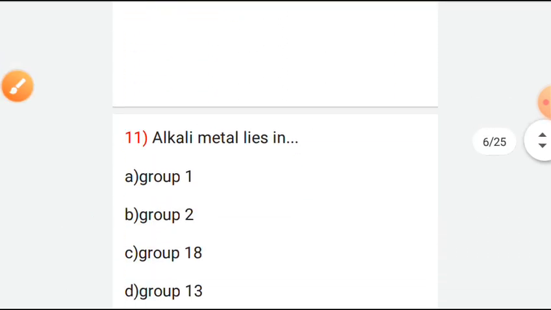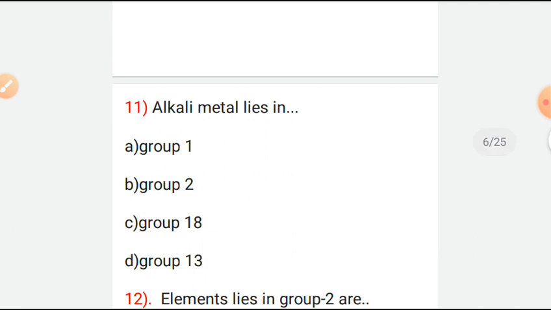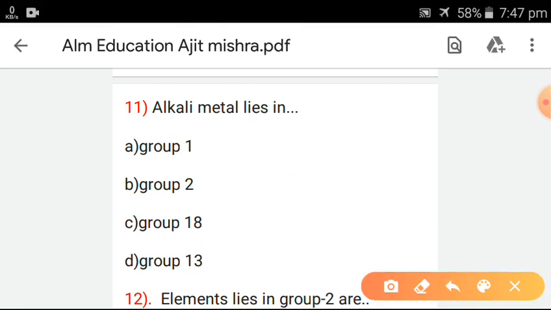Next question, question number 11. Alkali metal lies in option A group 1, option B group 2, option C group 18, and option D group 13. Alkali metal. Give the answer. The answer will be option A.